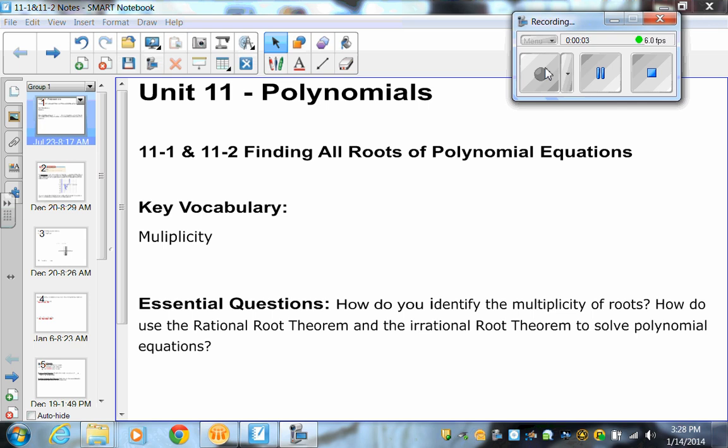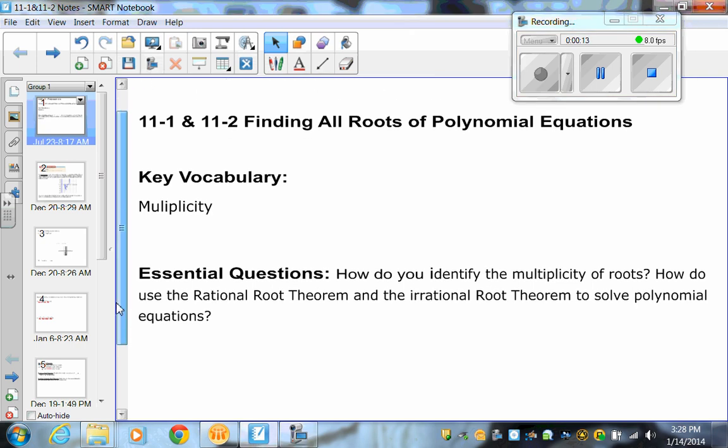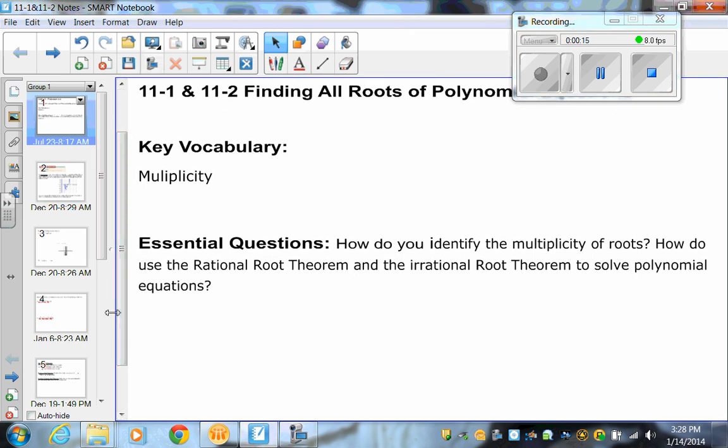This is the video for Accelerated Geometry on Section 11-1 and 11-2, Finding All Roots of a Polynomial Equation. Key vocabulary is multiplicity. Essential question is, how do you identify the multiplicity of roots, and how do you use the rational root theorem and irrational root theorem to solve polynomial equations?